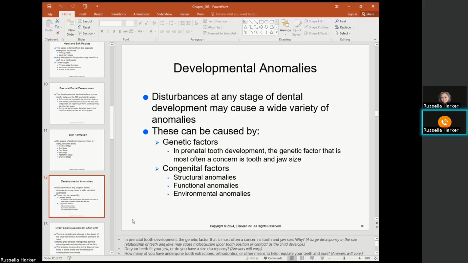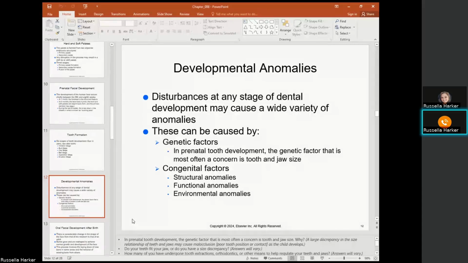With developmental abnormalities, we can have disturbances at any stage of dental development that can cause a wide variety of abnormalities. They can be caused by either genetic or congenital factors. If it's genetic, it is something that is caused by something that has happened through their genes, something that has been passed on from their parents. If it is congenital, it means something from birth, something that happened since birth.